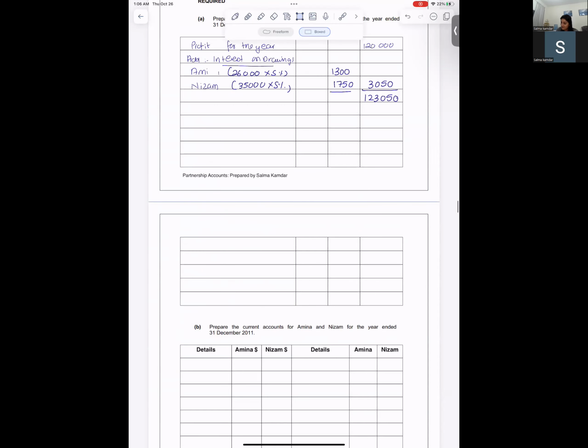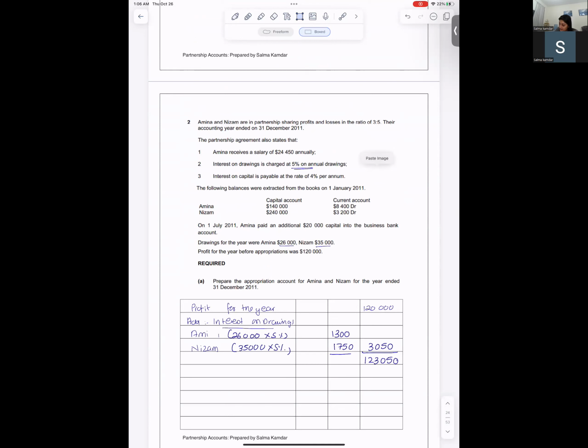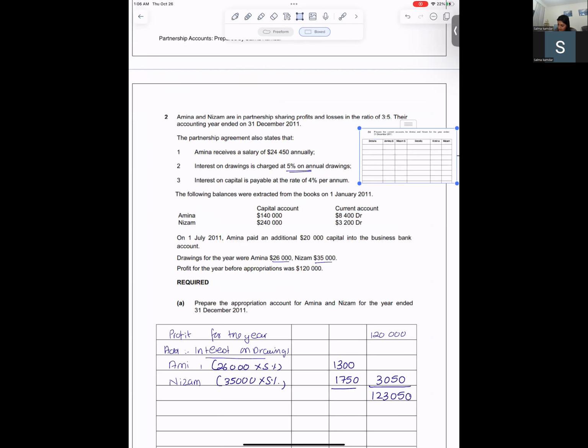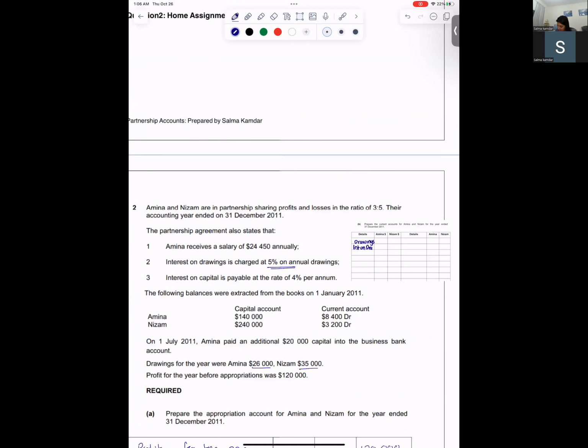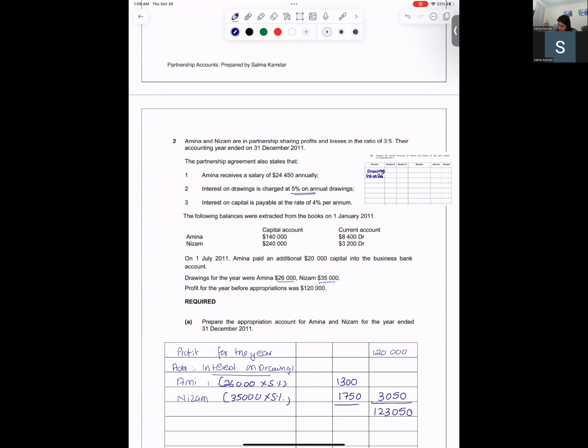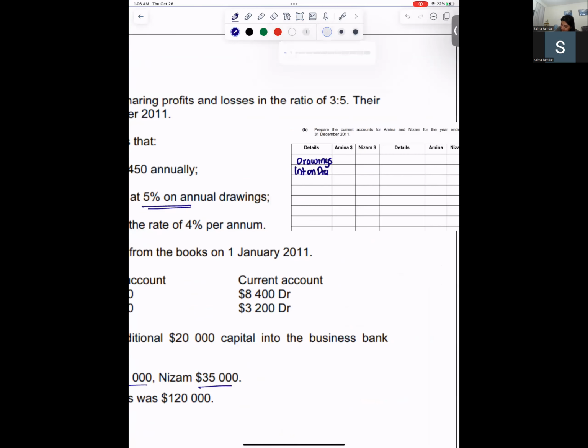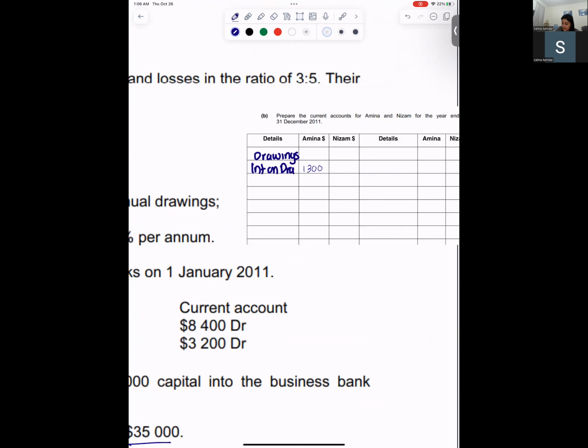Current account would have everything other than the opening and closing capital, so we can do this simultaneously. You will have the drawings over here and interest on drawings here. Interest on drawings is 1,300 for Amina and 1,750 for Nizam.